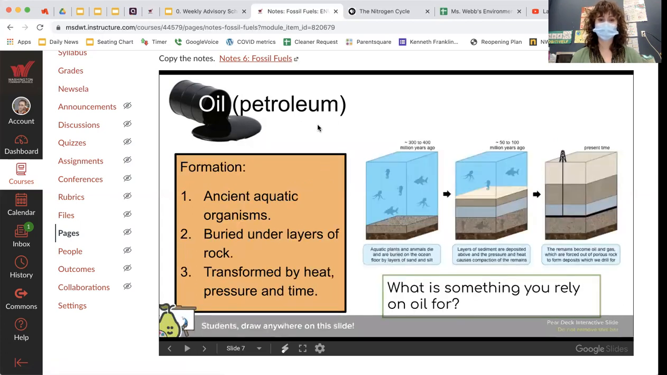So how did petroleum form? Well, it's basically the same thing as coal, but it started as underwater organisms. So ancient aquatic organisms died, fell to the bottom of the sea, and then were buried under sand and other layers of rock. And then the same step as coal. Lots of heat, pressure, and time.